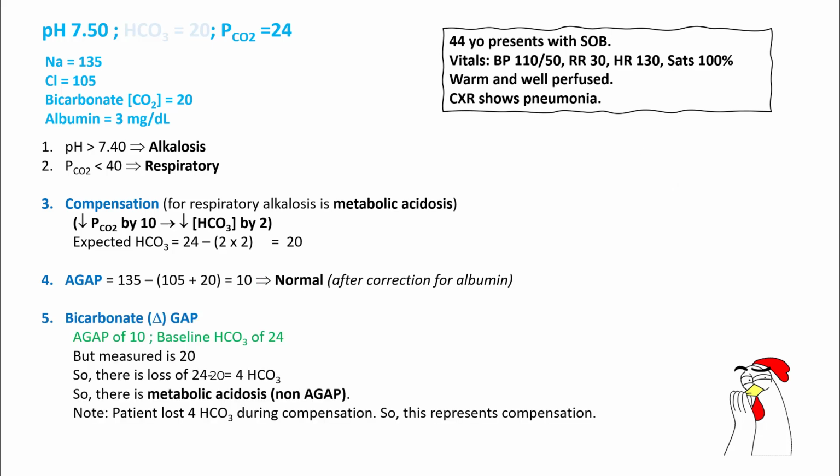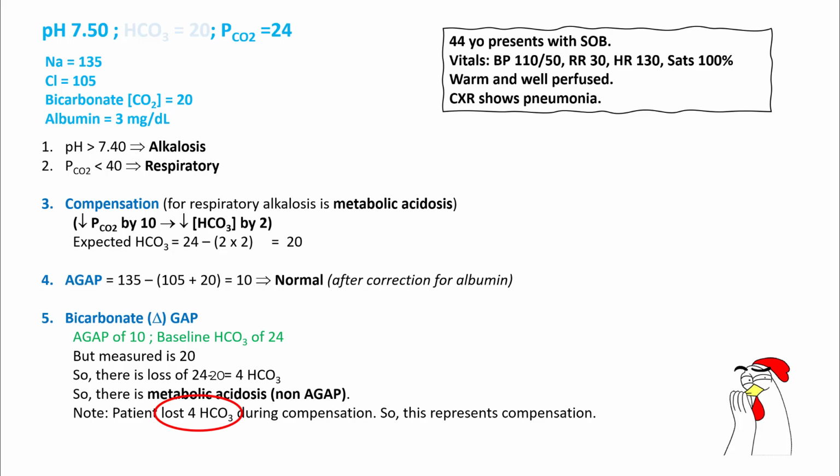So for the bicarb or delta gap, we know that your baseline bicarb is 24 and we do not have an anion gap. So your expected bicarb should be 24. But when you measure this patient's bicarb, it comes out to be 20. So the patient has lost 4 bicarb by some other means. So there is metabolic acidosis, which is a non-anion gap metabolic acidosis.